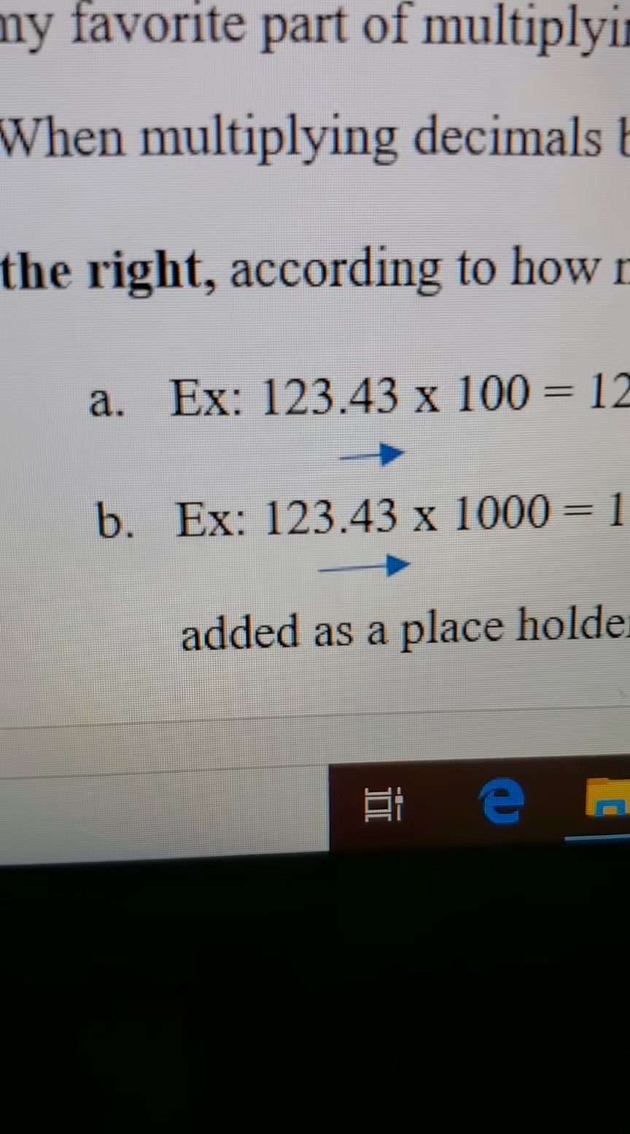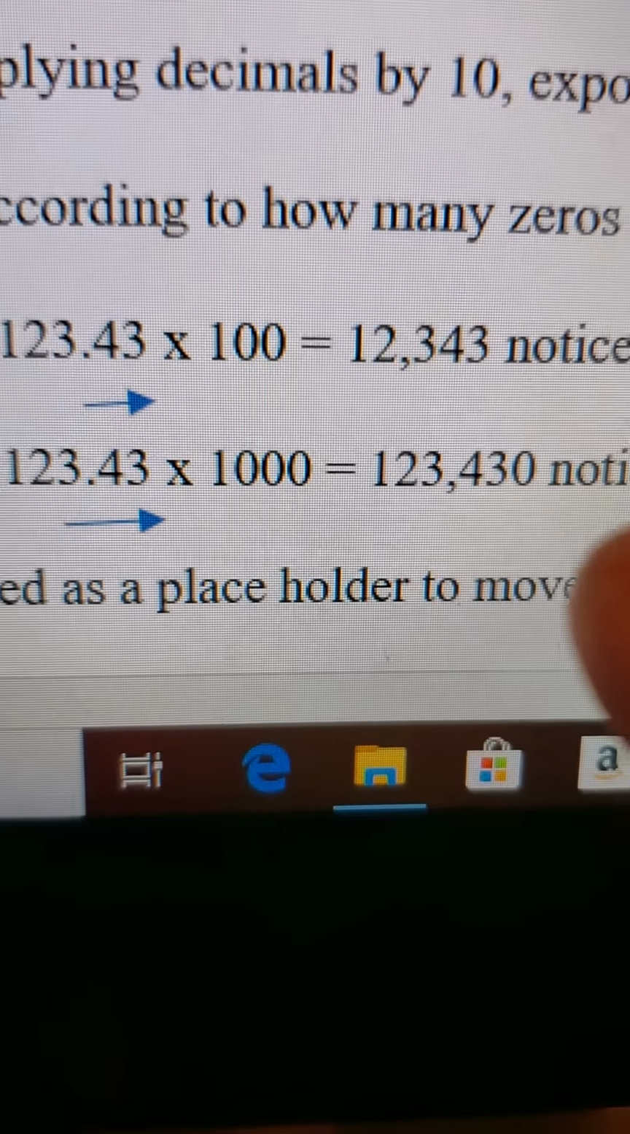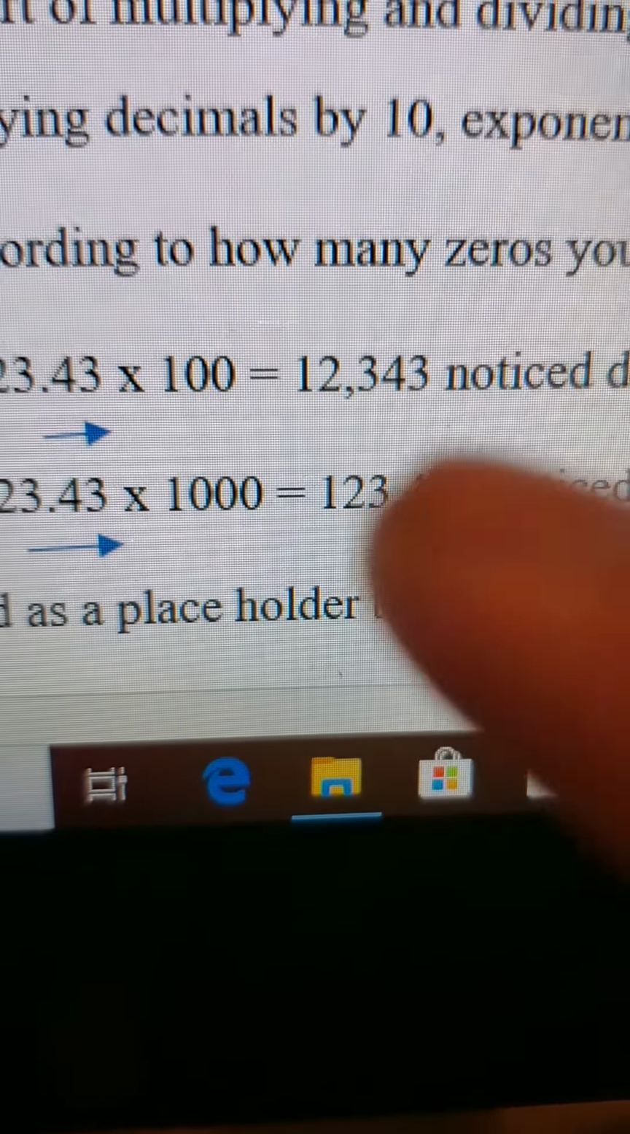So notice the decimal was moved 2 places to the right because of the 2 zeros. So here we have another example. We have the same number, but times 1,000.